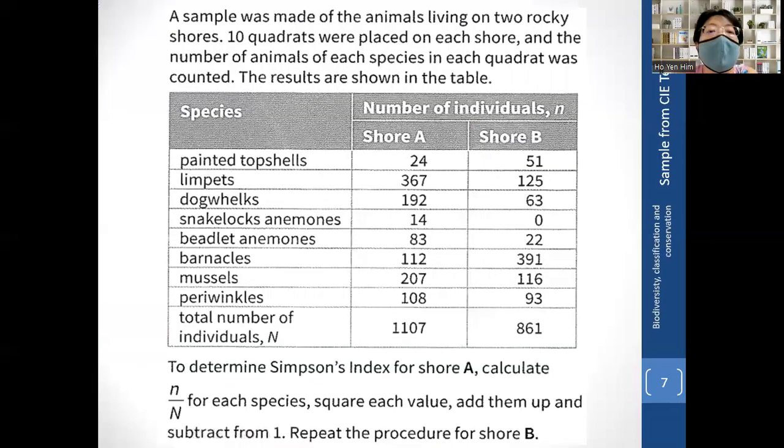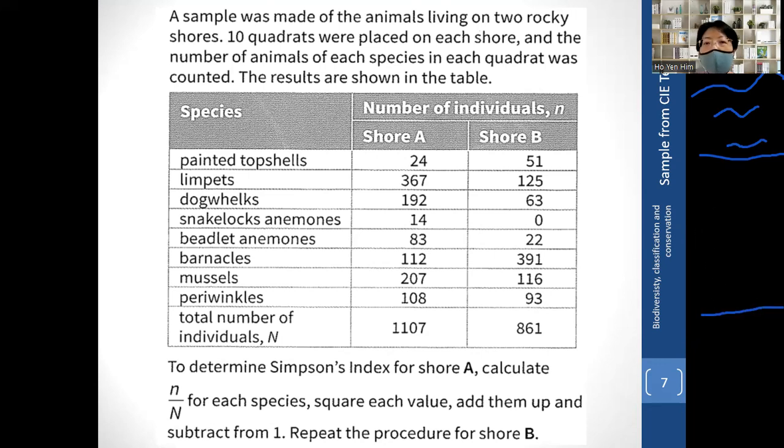So a sample was made of the animals living on 2 rocky shores, shore A and shore B. 10 quadrats were placed on each shore. 10 quadrats means, you know, in an area that's very big, we don't go and count every individual, right? We take samples. So they take 10 samples from the shore. You'll learn the sampling tomorrow, but today I just illustrate that if this is a sea, yeah, this is a sea, and this is a shoreline.